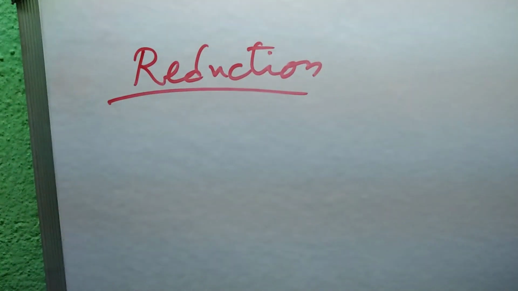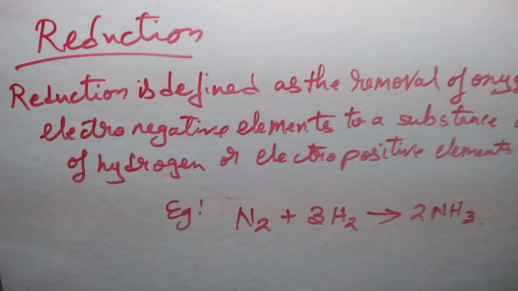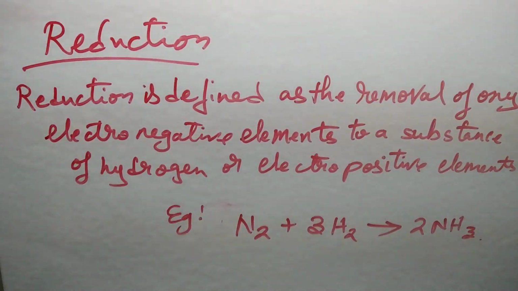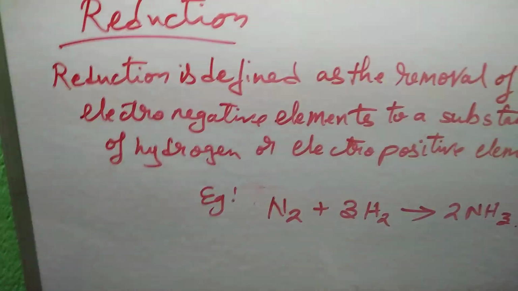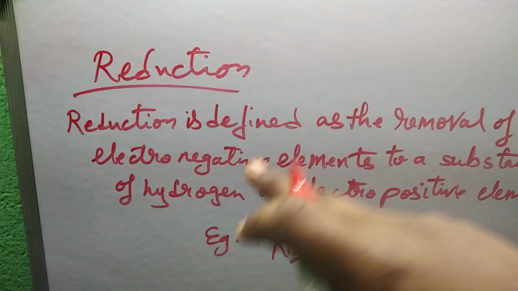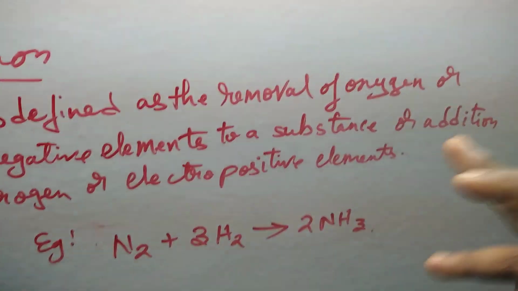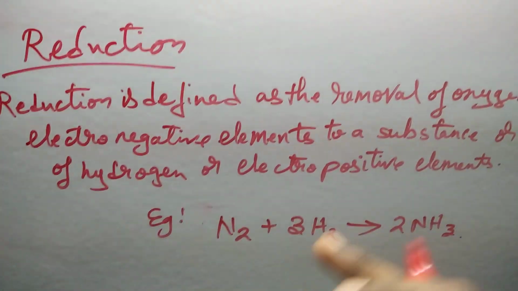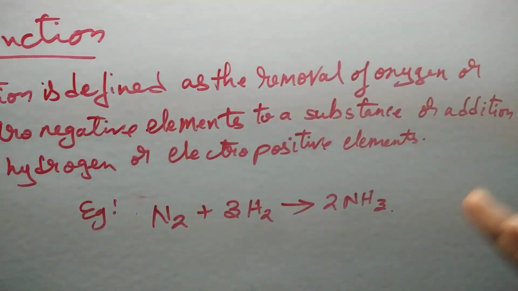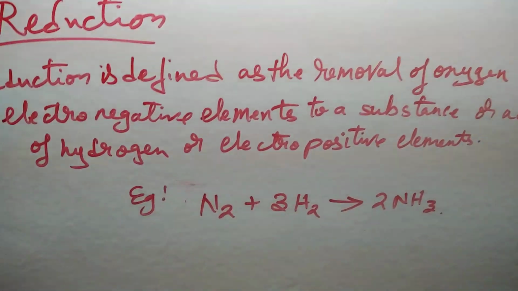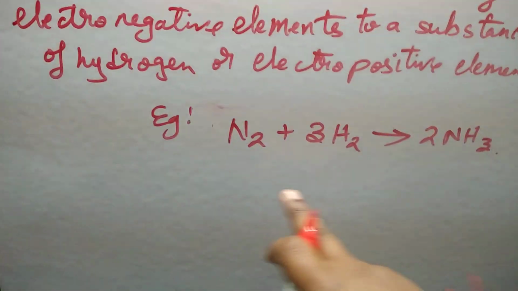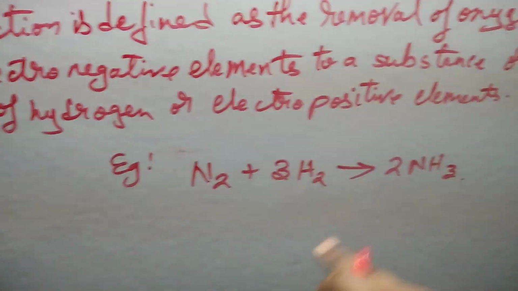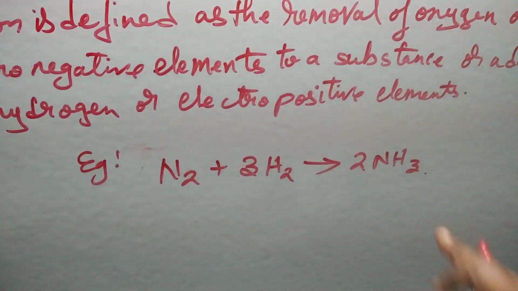Now move on to the reduction. See students, basically reduction is the opposite of oxidation. By the definition, reduction is defined as the removal of oxygen or electronegative elements from a substance, or addition of hydrogen or electropositive elements. See here, when nitrogen reacts with hydrogen, it forms ammonia, 2NH3.